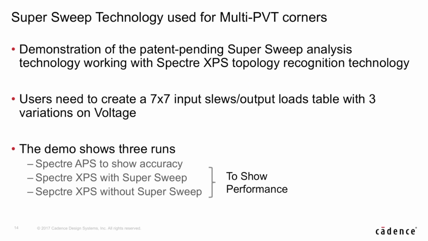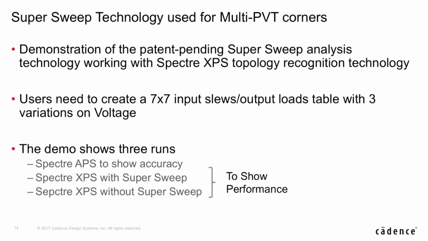So now I am going to talk about some demos that we have shown. The first demo I'm going to show you is the super sweep technology used for multiple PVT corners. Here we will demonstrate the patent pending super sweep technology. How does that work? The example is we need to create a 7x7 input slew output load table, and we also change 3 variations on voltage.